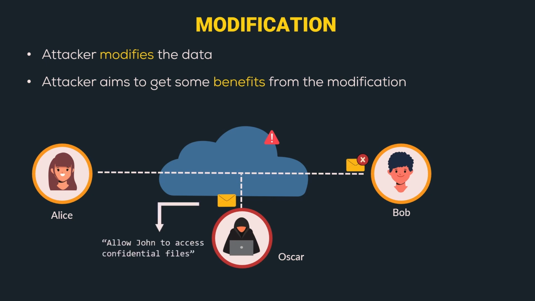Suppose the original message sent by Alice is this, that is, allow John to access confidential files. However, the message that Bob gets is this, that is, allow Oscar to access confidential files. By modifying the message, Oscar will get the rights to access the confidential files, and Bob will give the permission as he thinks that the message is sent by Alice. So this was all about modification attack.